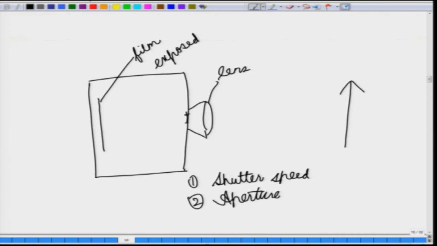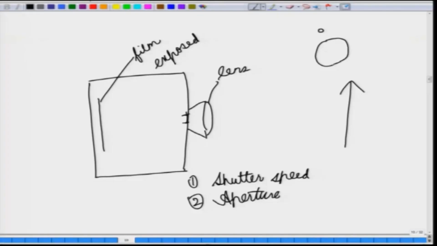So, in this case what we are saying is, what is the size of this hole? If you have a smaller hole, then you are allowing smaller amounts of light inside. If you have a larger sized hole or a larger sized aperture, then you are allowing much more light to get inside. So, the amount of light that is getting inside depends not only on the shutter speed, but also on the aperture. Now, the impact that this light will have on the film will also depend on the third thing, which is the ISO.